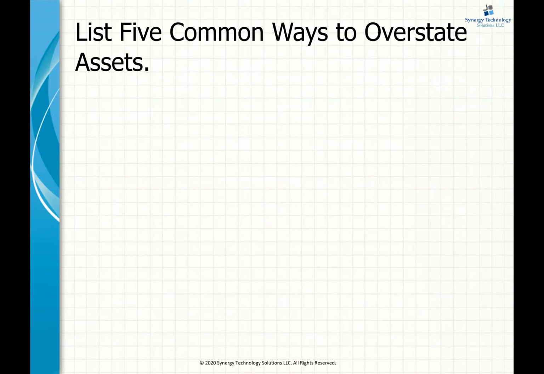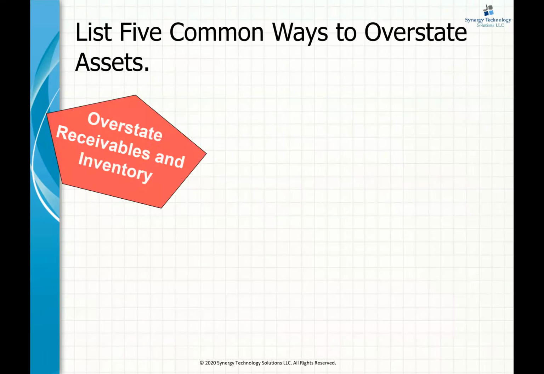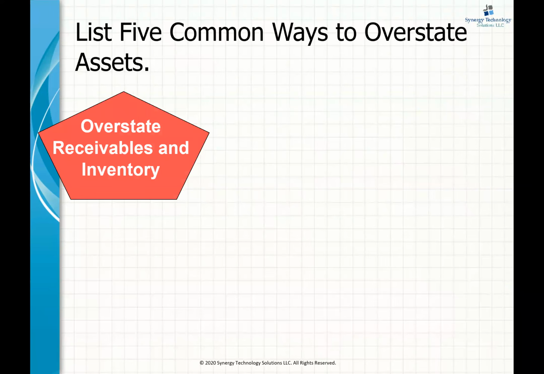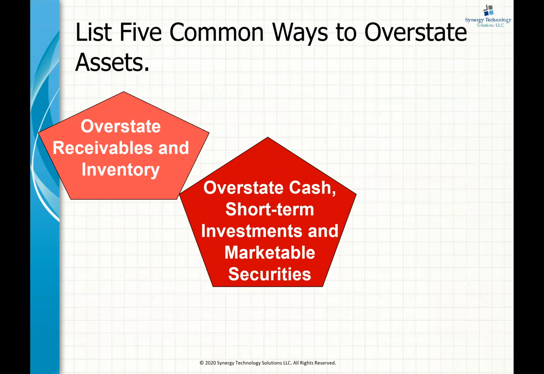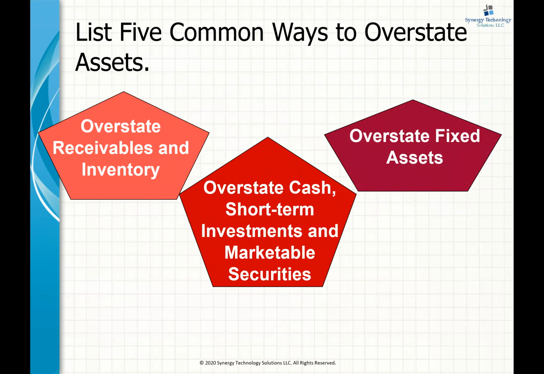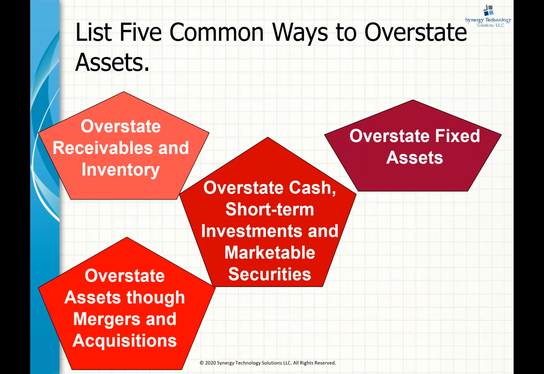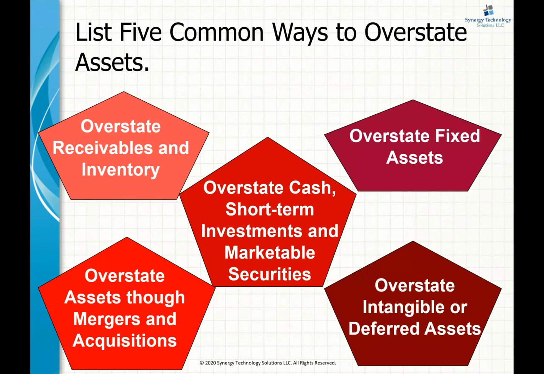Now, the five common ways to overstate assets. Overstate receivables and inventory, overstate cash, short-term investments, and marketable securities, overstate fixed assets, overstate through merger and acquisition. This was done by WorldCom. They went on a binge of acquisitions. They acquired 30-plus companies within a very short period of time, and then basically did all kinds of funny number things in that company.